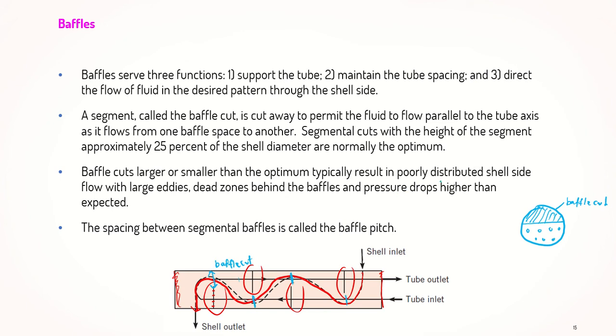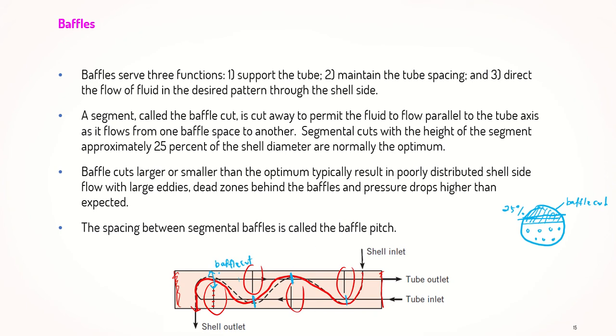It actually has the characteristic where the height of the segment is approximately 25% of the shell diameter, which is normally the optimum. So it should be around here. Baffle cuts larger or smaller than the optimum typically result in poorly distributed shell side flow, with large eddies in the zone behind the baffles and pressure drop higher than expected.